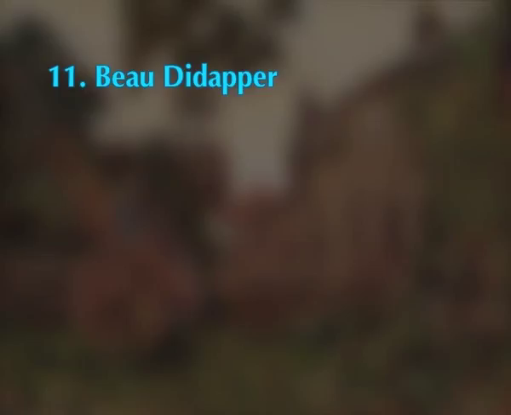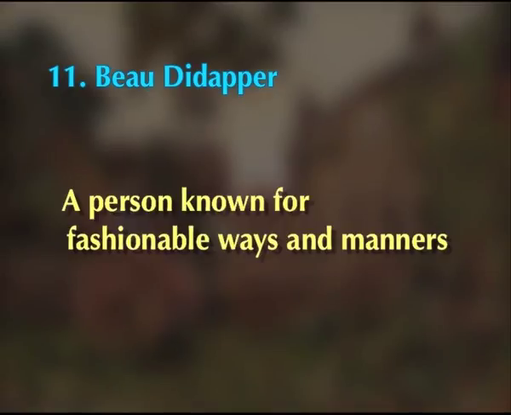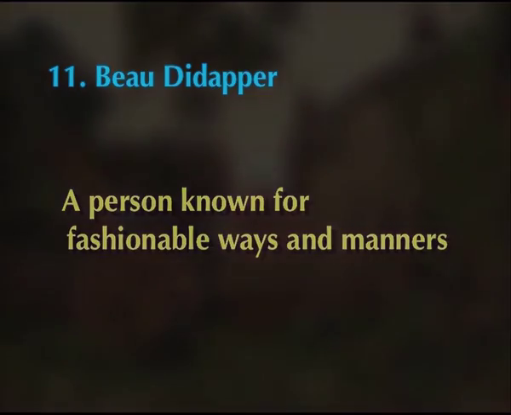11. Beau Didapper, a typical late 17th or 18th century dandy, a person known for fashionable ways and mannerisms.